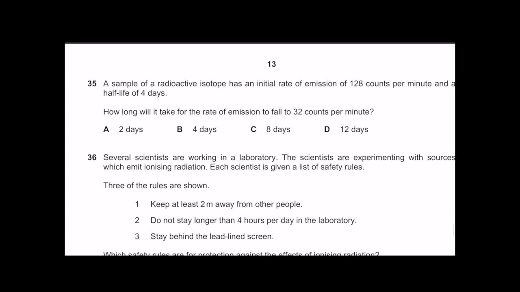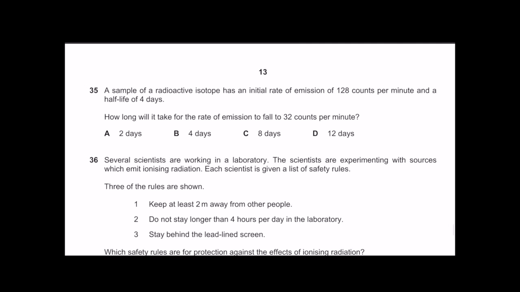35. A sample of radioactive isotope has an initial rate of emission of 128 counts per minute and a half-life of 4 days. Fine. So how long will it take for the rate of emission to fall to 32 counts per minute? Let's see how many half-lives we have, right? I will go with a very simple idea, like 128.